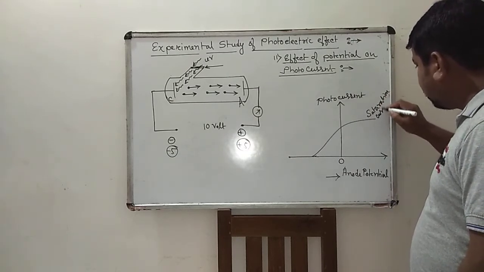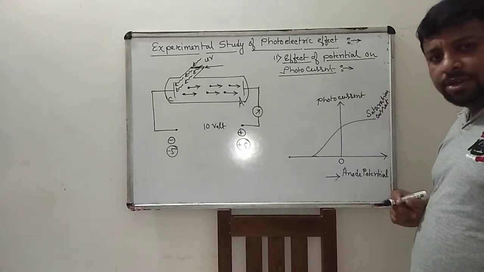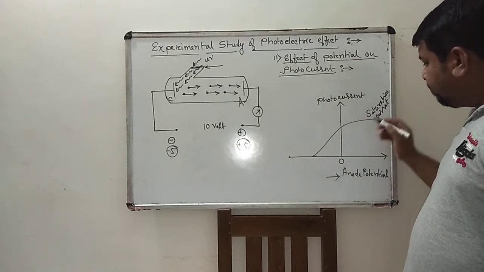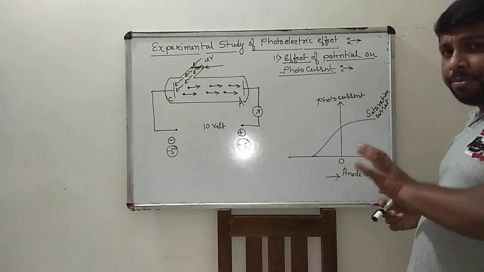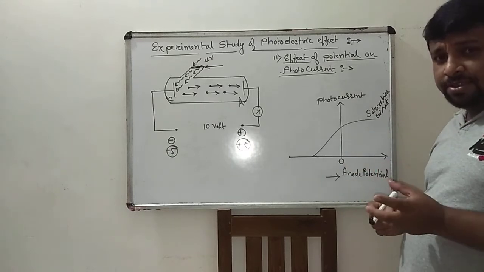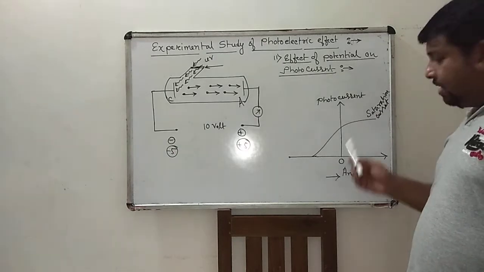Current. This is the saturation current. Next, if you decrease the anode potential, then what happens?